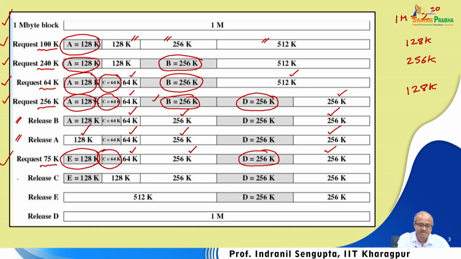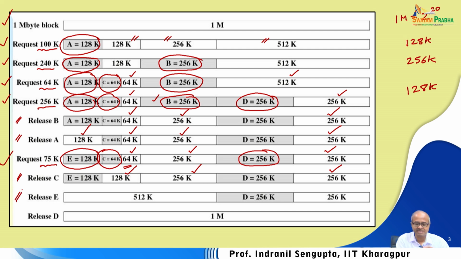Now, let us say C has finished, C will be releasing it. See, after releasing C, what happened? Let us see. C was here, right? C was 64K, the right 64K was already free. So, two 64K free will come side by side, they will combine together and a large 128K block will come out as free space. So, now you have 128K, 256K and 256K, these are 3 free blocks.